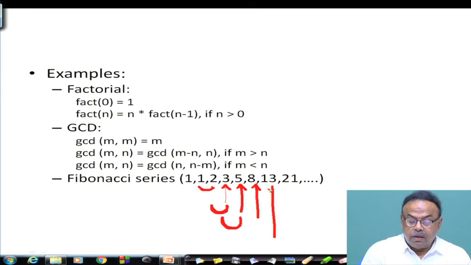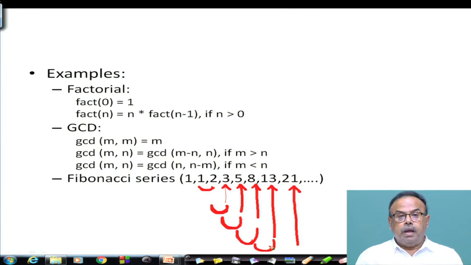Then 13. What is 13? 13 is the sum of the previous two, 8 and 5. Then 21. What is 21? 21 is the sum of the previous two, 13 and 8. You can see how nice a pattern it is. Can you think of how we can write it in a recursive form? How we can express it in a recursive form? If you think a little bit, it will be very easy.